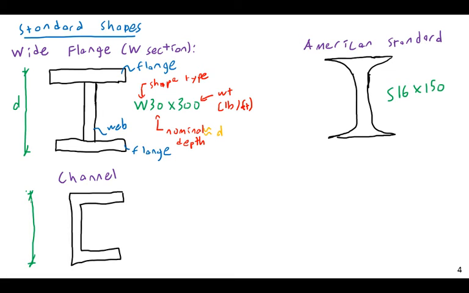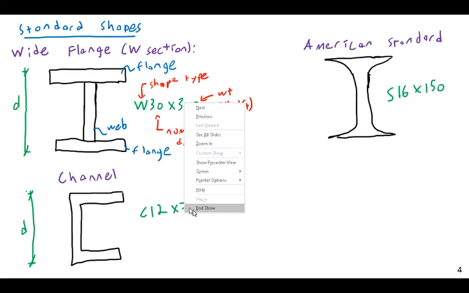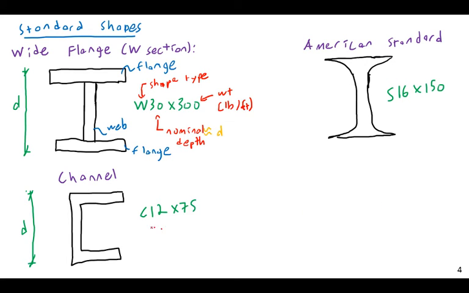And the depth is measured like this, and this is indicated by something like C12 by 75, where it's the same kind of naming convention as the W sections. This is approximately equal to the depth, and this is the weight per foot.